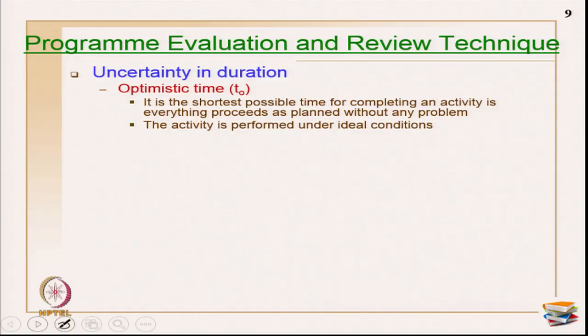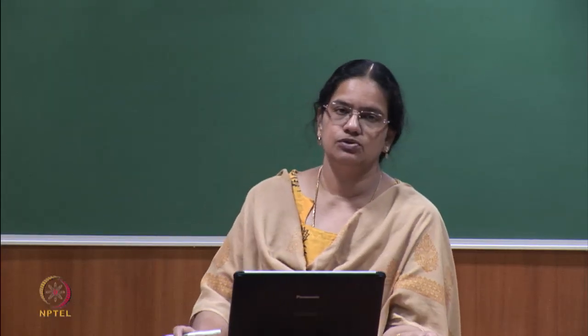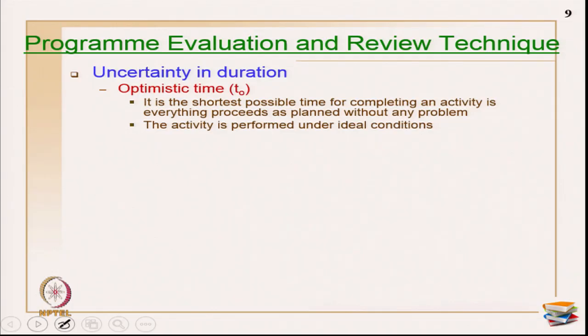One is the optimistic time, then the most likely, and the pessimistic time, and because of this uncertainty, PERT is also used for probabilistic estimation of critical paths, subcritical paths, or project completion time. It can also help you judge or estimate the probability of completion of any activity and so on. So now let us see the optimistic time. It is the shortest possible time for completing an activity if everything proceeds as planned without any problem.